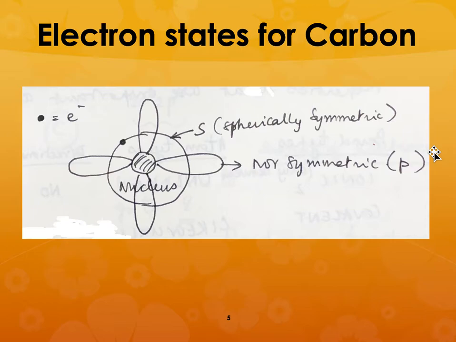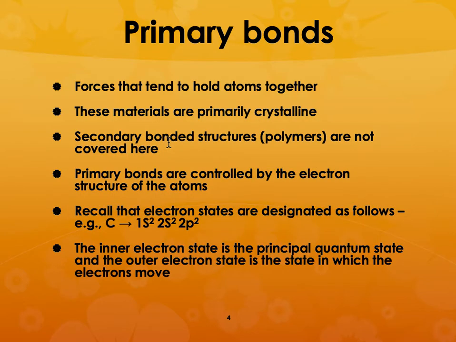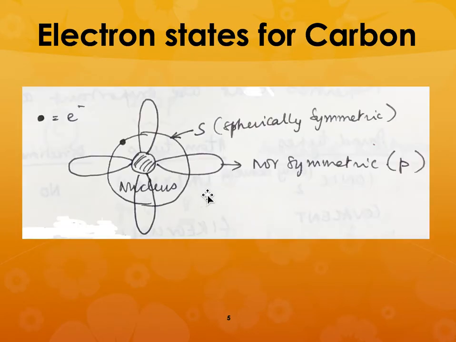So looking at carbon itself, you have a nucleus that is surrounded by the s orbit that has 2 electrons, which is spherically symmetric, and the second orbit, the p type, that has 4 electrons. So they are not really symmetric. The s electrons are symmetric.